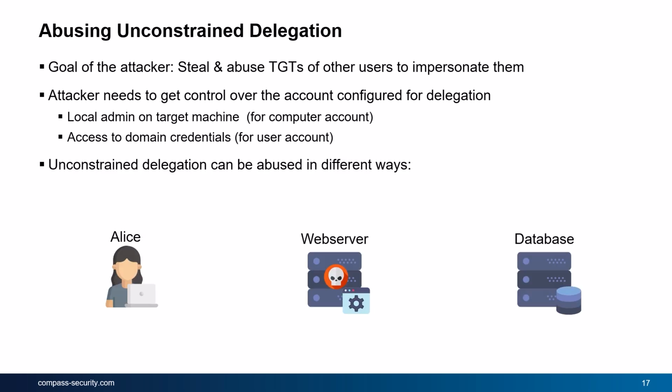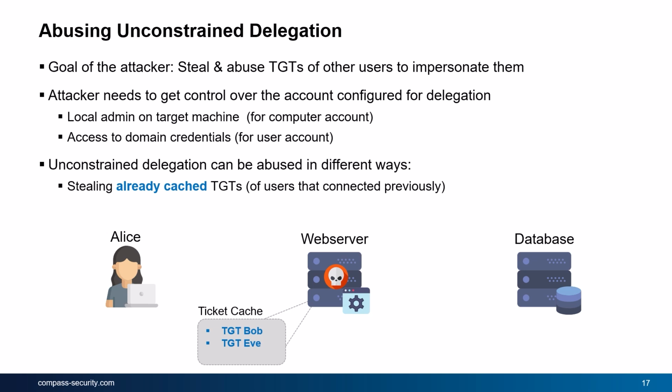From the modus operandi, there are basically two ways the abuse can take place. Either we are lucky and the system that is configured for unconstrained delegation already has some TGTs of interesting users cached. That means when we compromise the server, the ticket cache already contains some TGTs of users that have connected previously, and this cache is regularly cleared, of course.